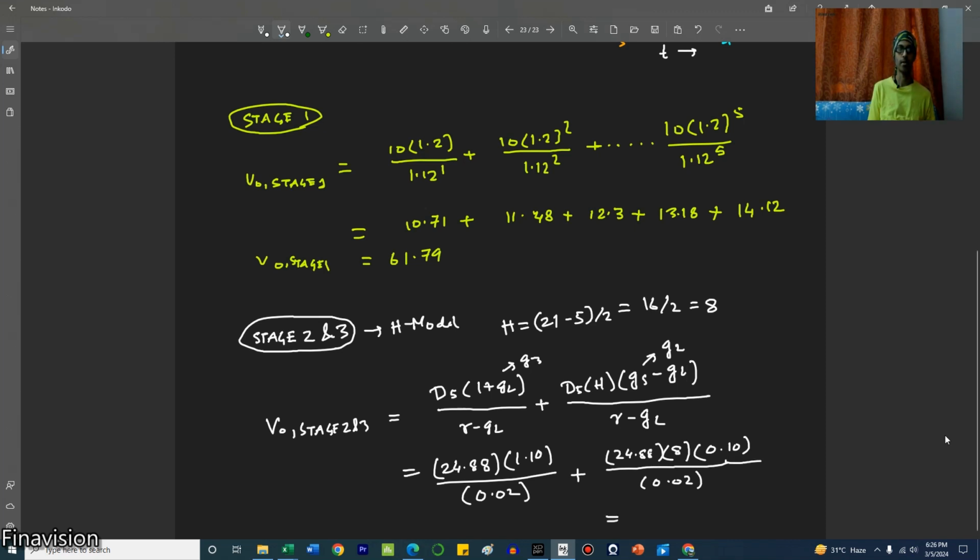So the value will be, for stage 2 and 3, I am writing in a concise form here, 24.88 into 1.1 divided by 0.02 is 1368.4 plus 24.88 into 8 into 0.1 divided by 0.02 is equal to 995.2. This value will come to 2363.6.